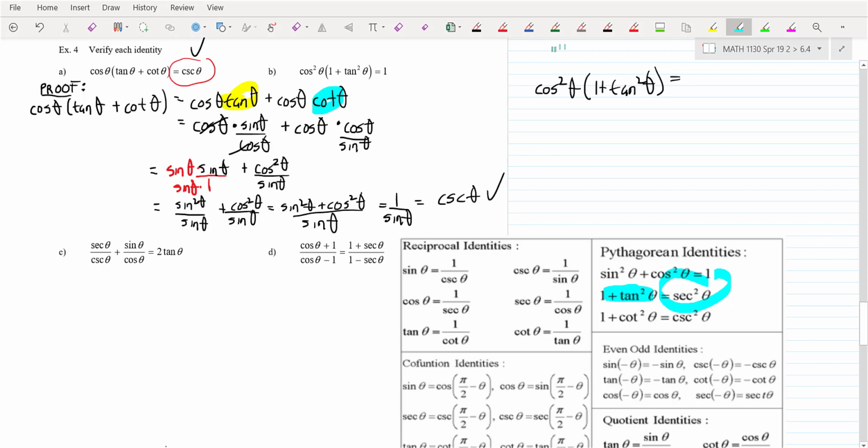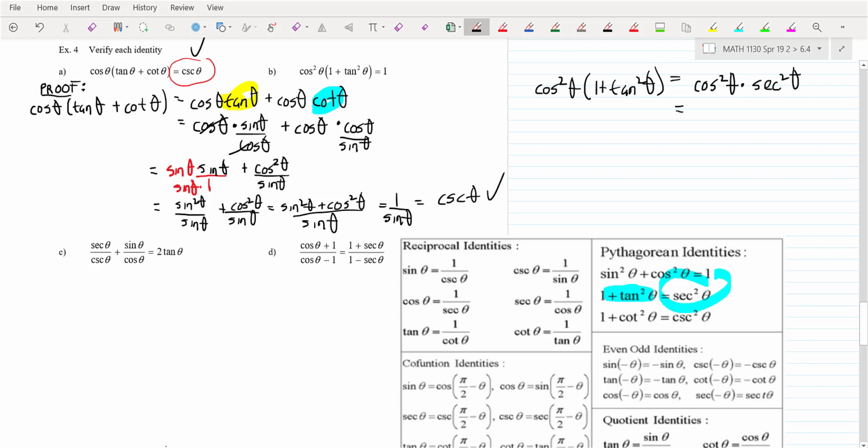Okay, and sometimes you're going to do these problems and you'll find a super easy way. Sometimes you might find a more complicated way. There's many ways to do the verification. So what I'm going to do is just write on the right side, I'm going to keep the cosine squared where it is. And then I'm going to change the 1 plus tangent squared to secant squared theta, like that.